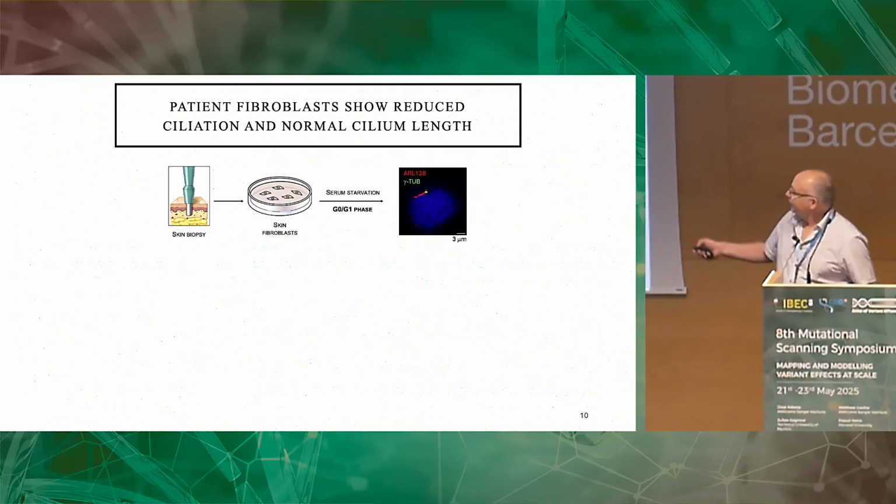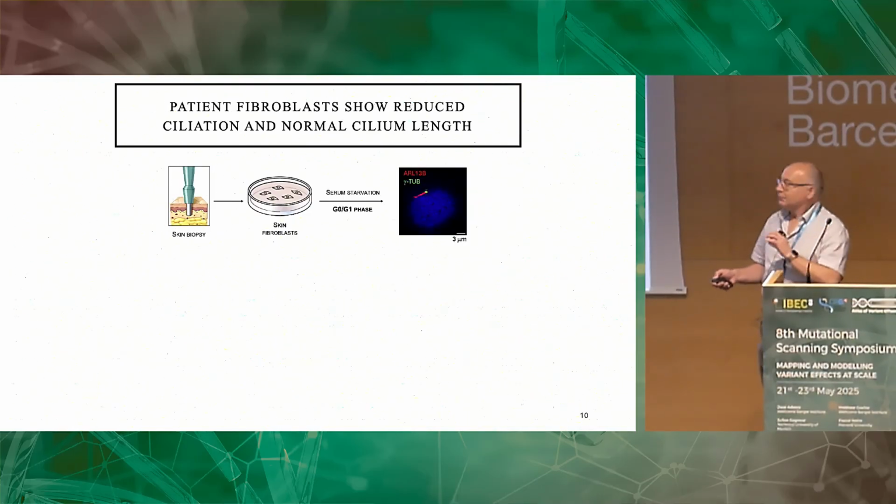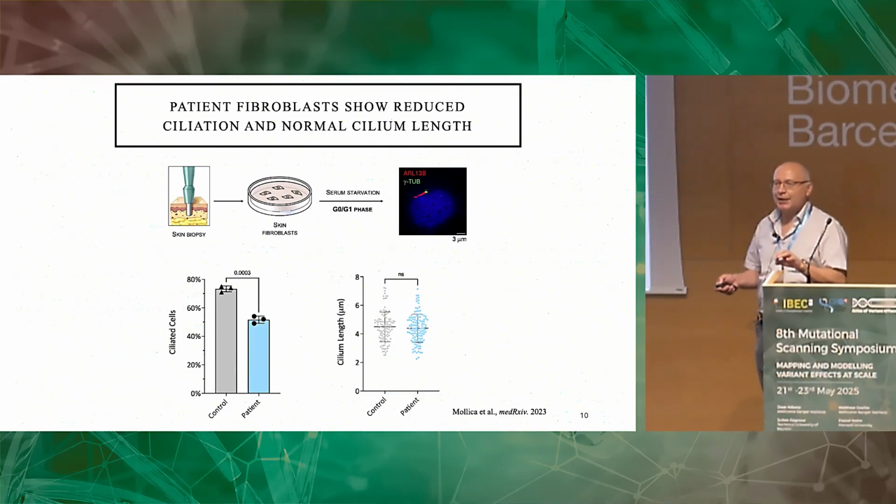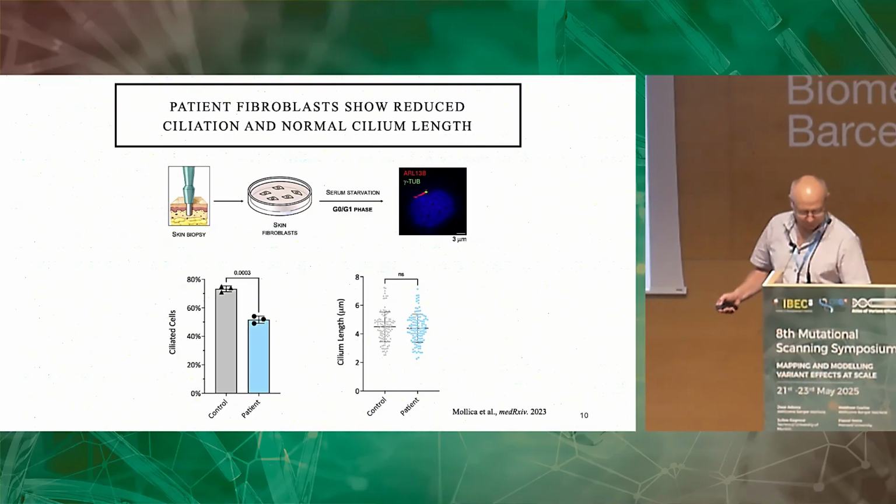Then we can induce ciliogenesis. This one is a beautiful looking cilium, induced just using starvation, so the media doesn't have a lot of serum. When you count, you're basically just counting the number of ciliated cells in a dish. What we were able to show is that there is a significant reduction of ciliated cells in patient fibroblasts, but it does not affect cilium length.